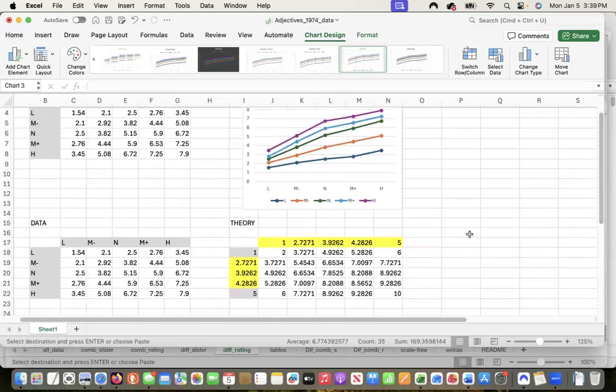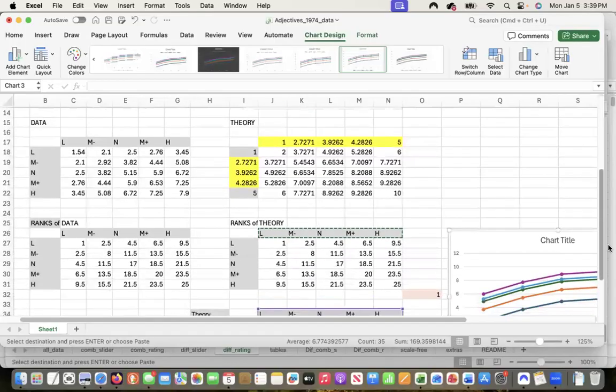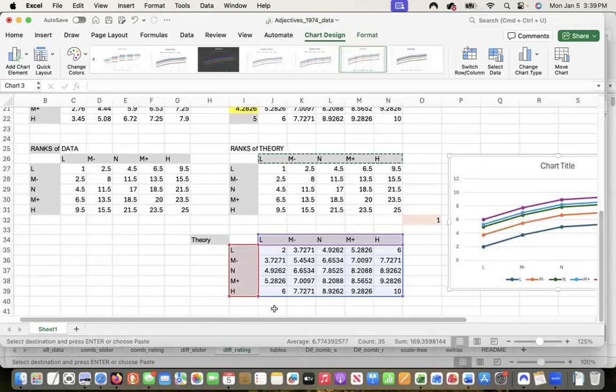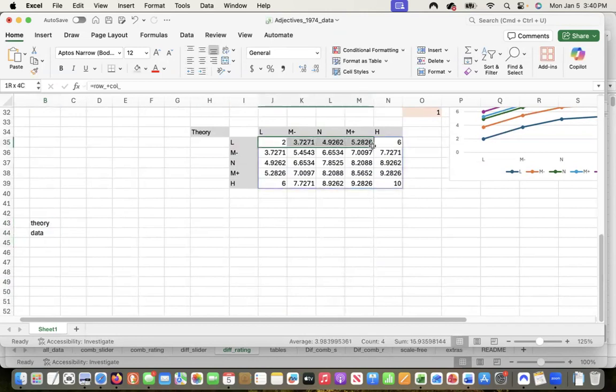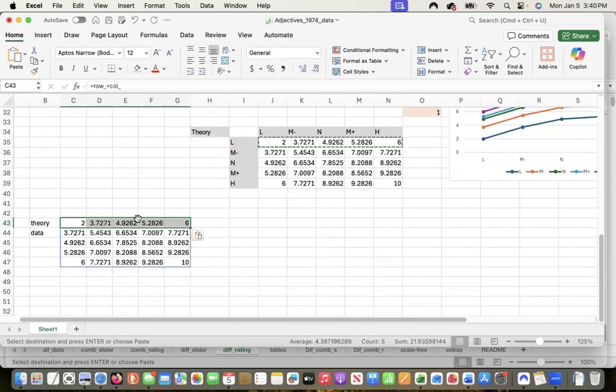So we can draw a graph of what the judgment function looks like. In order to do that, I need to get Excel to show me that graph. I need to string out the theory and the data. So I'm going to take the theory, we'll put that here, and we'll put the data in a string here, and we'll draw a graph of them. So we've got these values right here.